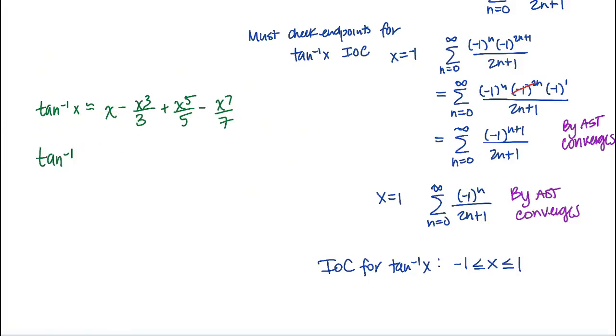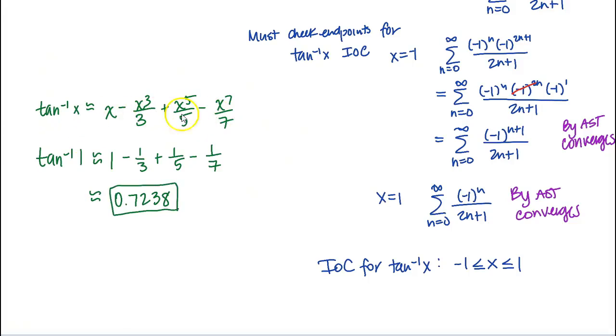So tan inverse of 1 is approximately 1 minus 1/3 plus 1/5 minus 1/7. And if you substitute that into a calculator, it's about 0.7238 as the approximation for tan inverse of 1, using the first 4 terms of the power series. And if we chop it off, it's a polynomial now, and since this was centered at 0, it is a Taylor or Maclaurin polynomial.